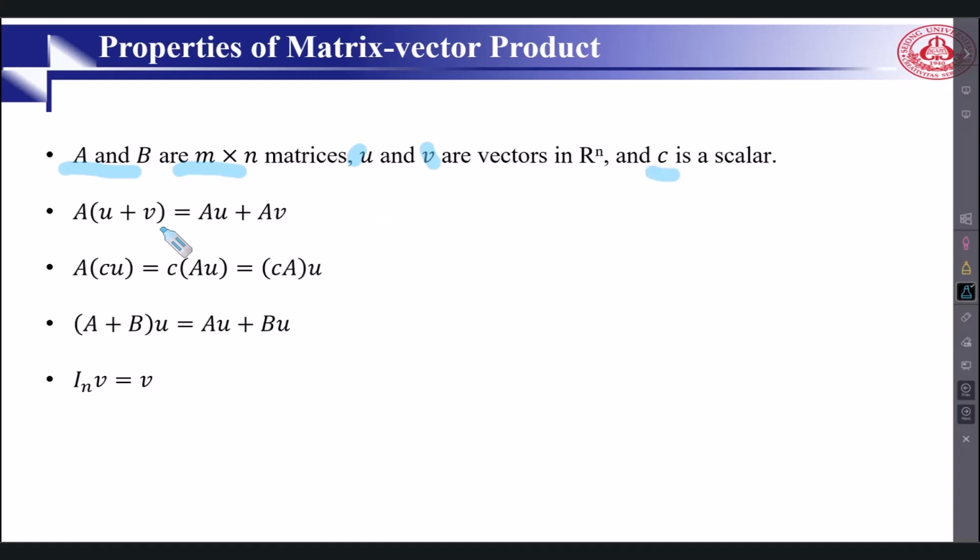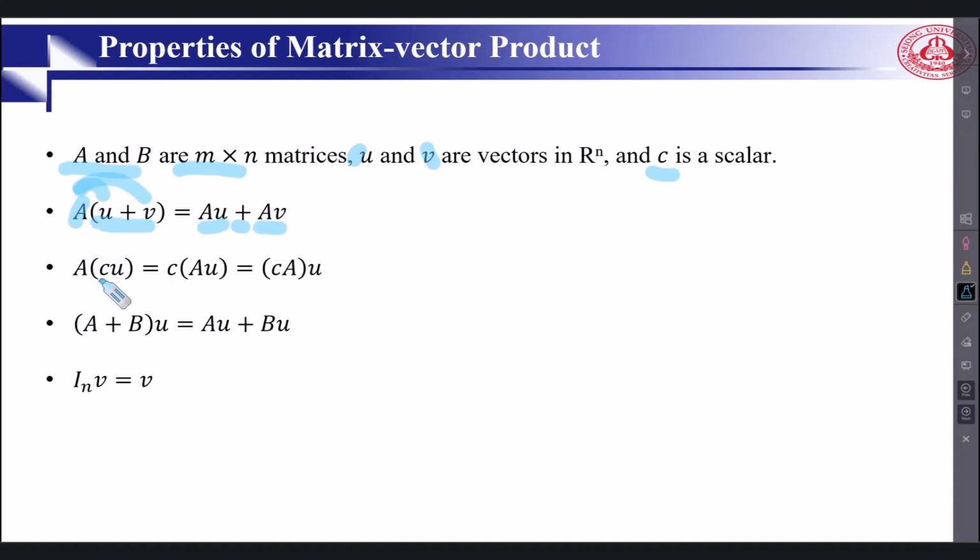The first one is the distributive property of matrix multiplication over vector addition. It means here we have two vectors and we have addition, then we multiply by a matrix, right? It means it's distributed: first A by u, then A by v, A by u plus A by v, right? So when we multiply a matrix A by the sum of two vectors u and v, it's the same as multiplying A by each vector, then we sum them.